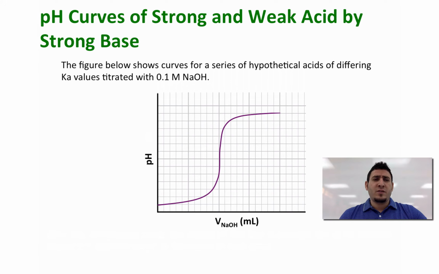Now here I will show you a graph that shows curves for a series of hypothetical acids of different Ka values titrated with the same concentrated sodium hydroxide. So as you can see, this would be the strongest, and then we can see that the weaker the acid, the more the shape of the curve will change, and also the higher the pH of the equivalence point. Okay, so as you can see, for strong acids, they will start at lower pH. There's no rapid increase at the beginning for the pH, and the equivalence point pH is around 7.